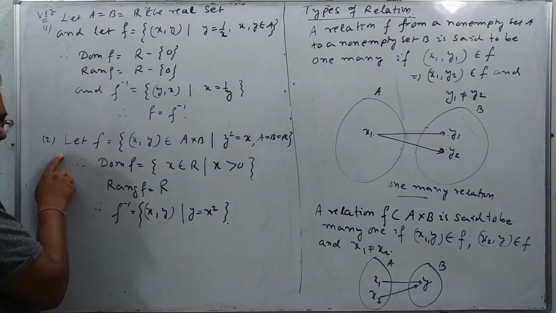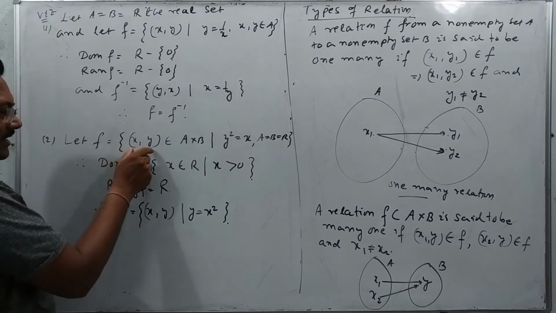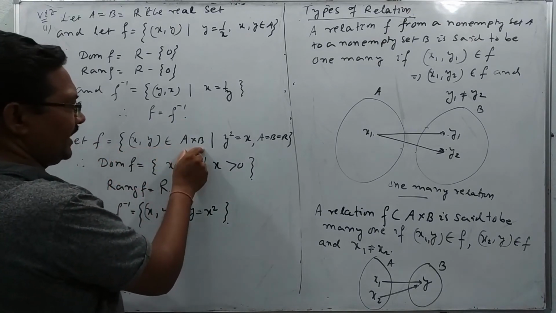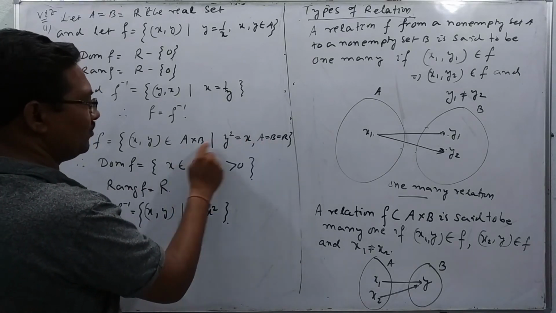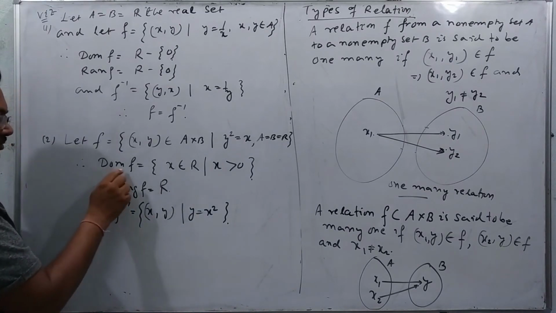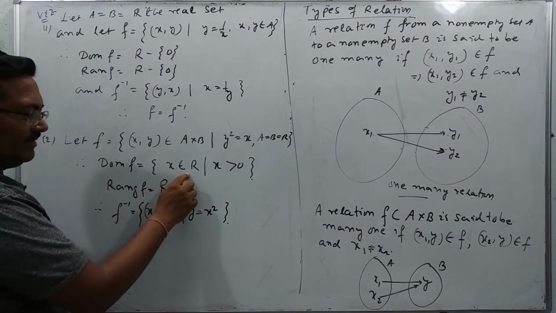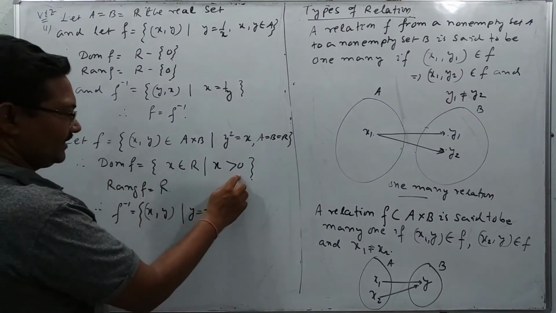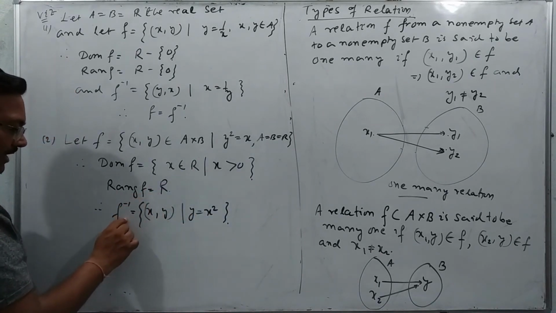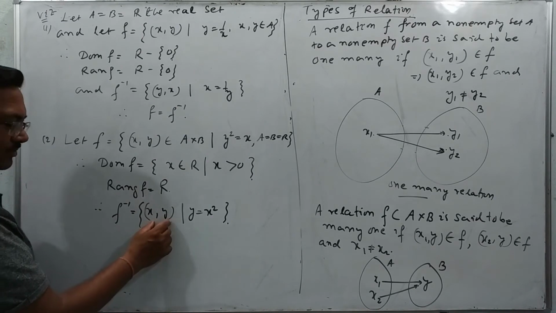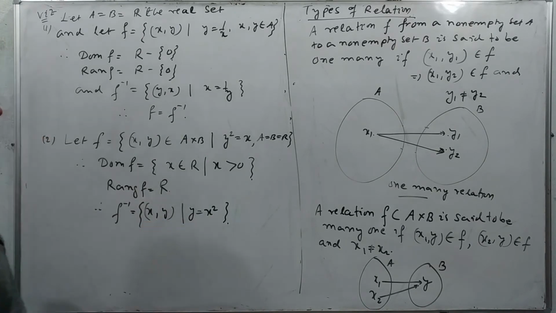Come to the second example. Let F be a relation defined by (x,y), an element of A Cartesian product B, such that y squared = x. A and B are both real sets. Therefore, the domain of F is x an element of R, where x must be positive. The range of F is R. F inverse becomes (x,y) such that y = x squared.